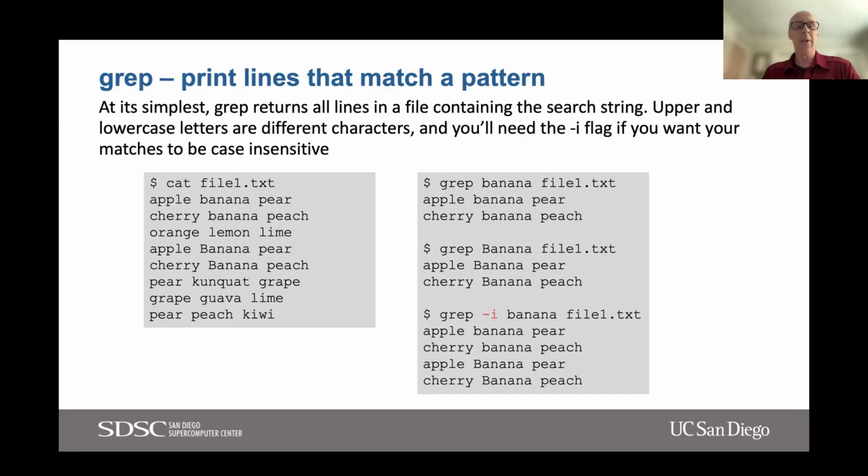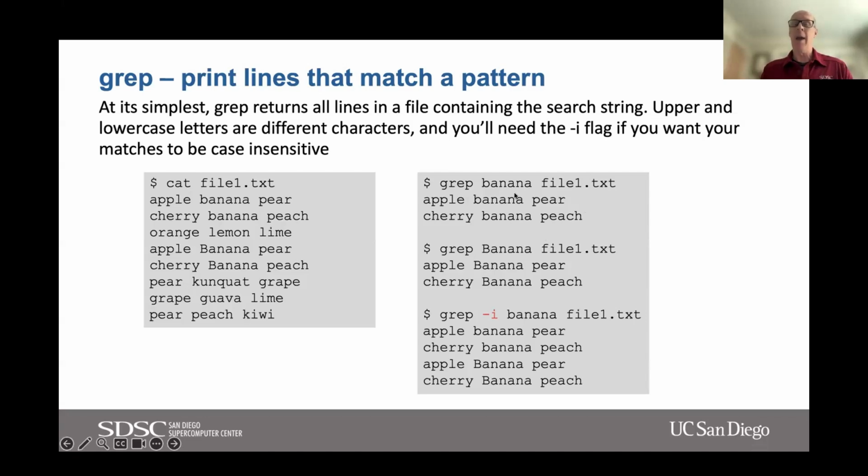So we're going to go back to another example. This one we're going to call file1.txt. Each line just contains names of 3 different fruits: apple, banana, pear, cherry, banana, peach, and so on. And notice that some of the names appear in both upper and lowercase. For example, we have lowercase banana, uppercase banana.